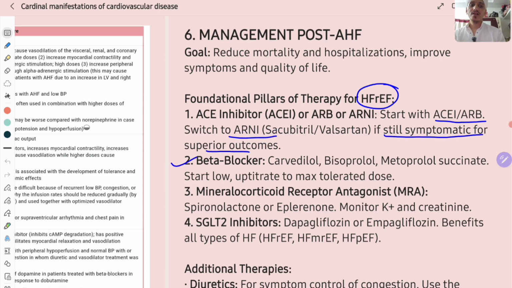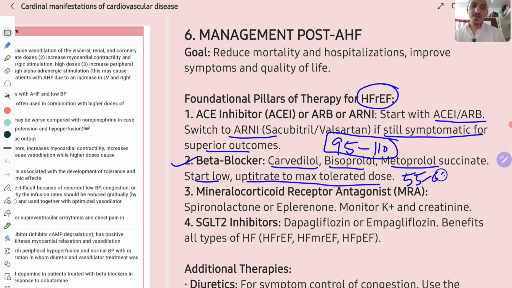Beta blocker. So preferred in beta blocker is vasodilatory beta blocker. So that is carvedilol or nebivolol. Okay. Bisoprolol you can use, metoprolol you can use. Start low, up titrate to maximum tolerated dose. Okay. So BP you should maintain. If the BP is between 95 to 110, then okay. And heart rate should be targeted to 55 to 60 beats per minute. This is the target heart rate.